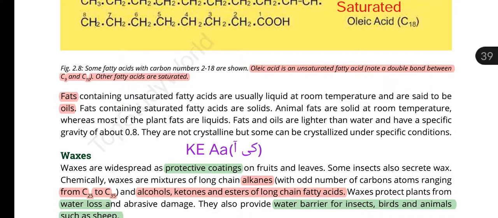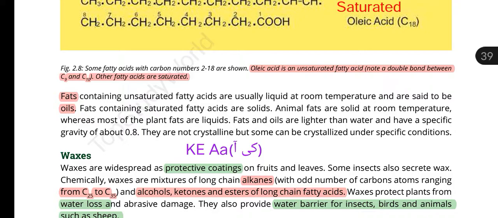So the next topic is waxes, which is a very important topic. Waxes are protective coatings, and you can see wax on your car. Insects also secrete some sort of wax, and these waxes are used as a water barrier for birds and animals, and prevent abrasive or friction damage and water loss.